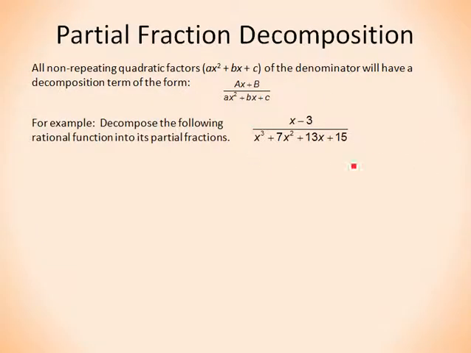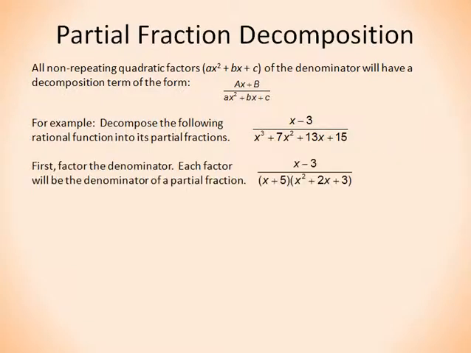Here I have a rational function. Just like before, I need to factor my denominator as far as I can, and this is completely factored over the real number system. I have a non-repeating linear factor and a non-repeating irreducible quadratic factor. This factor cannot be factored any further.